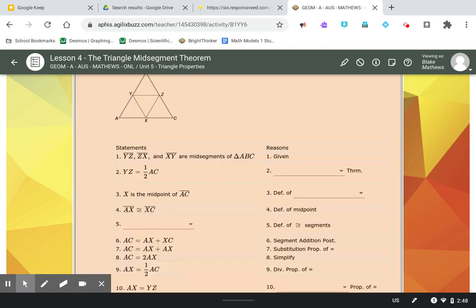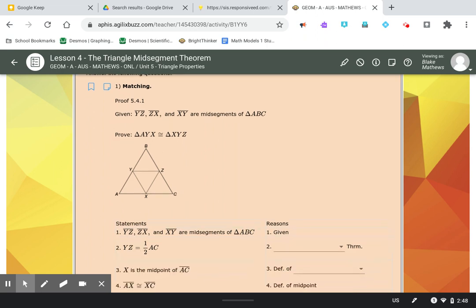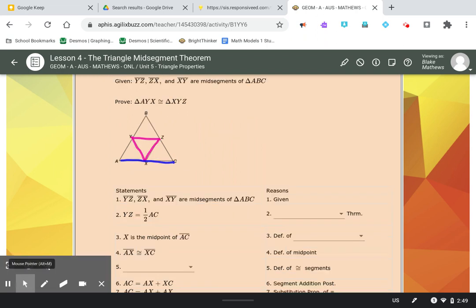I'm going to go over this proof first, and then we'll talk about the other information here. So we have YZ, ZX, and XY. They are midsegments. So it's these line segments here, here, and here. They are all midsegments. And then it says here that YZ is equal to 1/2 of AC. So AC is this. So yeah, that would be half. That's part of the midsegment theorem.